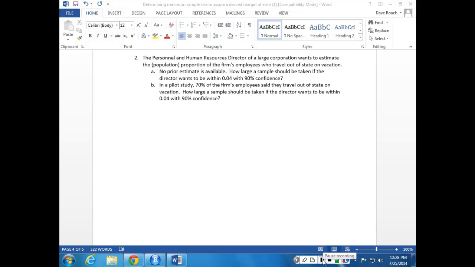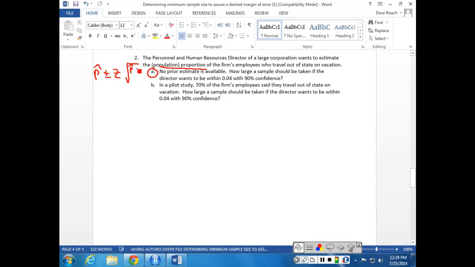Okay, number two. Number two, we're trying to estimate the population proportion. And in part A, remember, if we're going to estimate the population proportion, we already know it's going to be p hat plus or minus z times the square root of p hat q hat over n. So we already know that. That's the formula we use to estimate the population proportion.